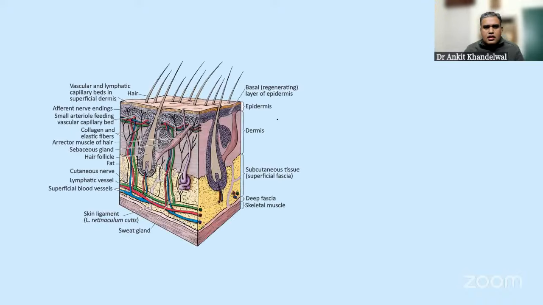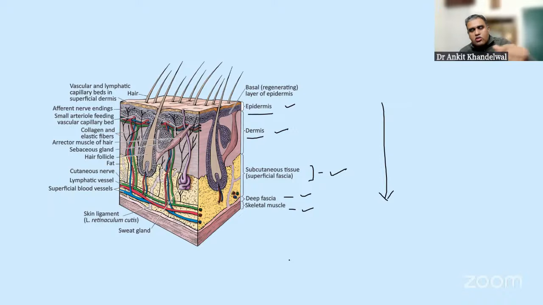Then the image of the skin. Some layers are over here. Don't worry. They might ask you, but it is one of the rarely asked questions in your theory exam. But you should know that there's epidermis, there's dermis, and below the dermis, what is there? There's subcutaneous tissue known as superficial fascia, and there's deep fascia and muscle. At least the sequence should be clear to you. It can even come as an MCQ also.